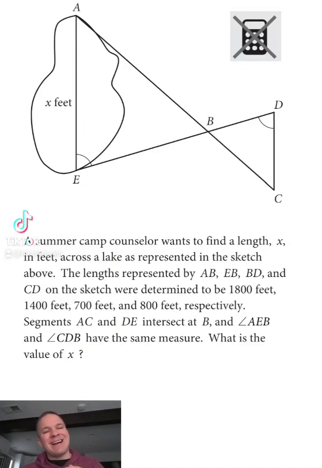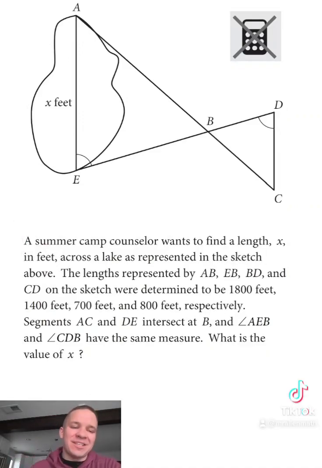SAT prep time, non-calc geometry action going on. A summer camp counselor wants to find a length X in feet across a lake as represented in the sketch above. The lengths represented by AB, EB, BD, and CD on the sketch were determined to be 1,800 feet, 1,400 feet, 700 feet, and 800 feet respectively. That means in that order.